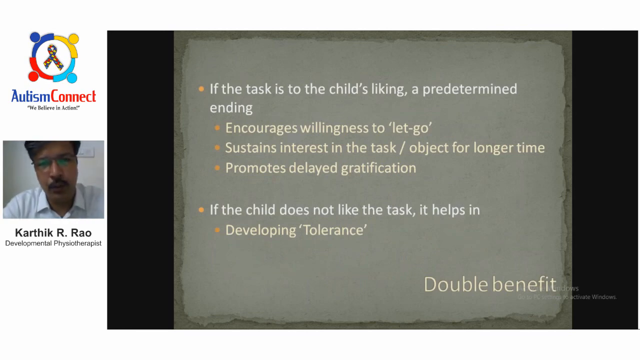So what happens when you give a task completion? When you have a very clearly designated end to a task, it has a double benefit. If the task is to the child's liking, a predetermined ending would encourage willingness to let go. For example, the child likes to play with the ball. But you say that we're going to play catch and throw for 10 counts, or we are going to catch a ball 10 times and then we are going to move on. Then it encourages the child to let go. We are going to do it for 10 counts and then we are done with it. So this sustains interest in the task or object for a longer time.